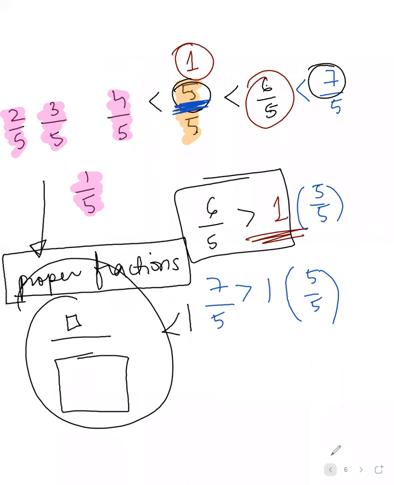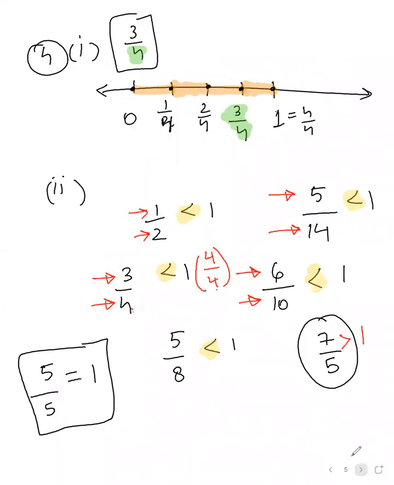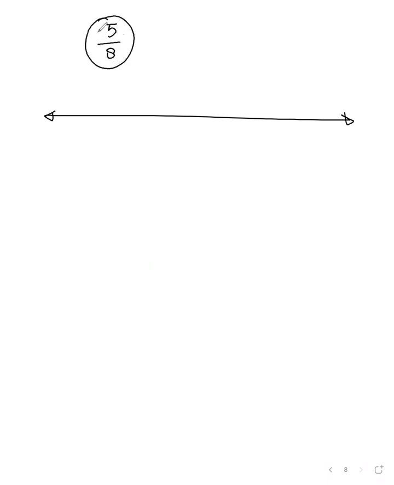Now tell me one thing. Let's say I draw a number line over here, and I am asking you to show 5/8. ठीक है? Just 5/8. Positive 5/8 है ये. So will it be between 0 and 1 or will it be somewhere else?